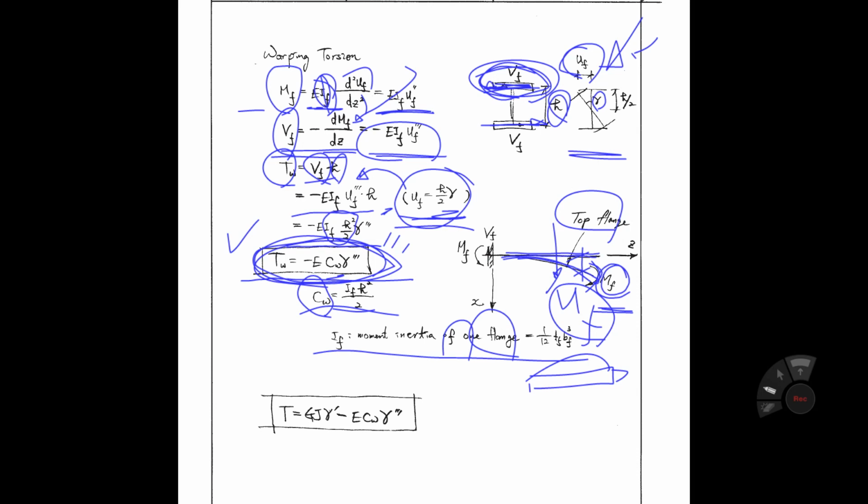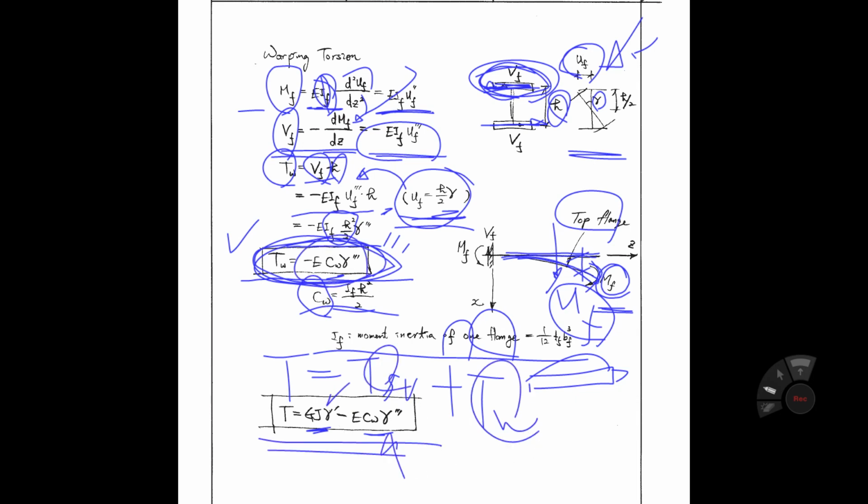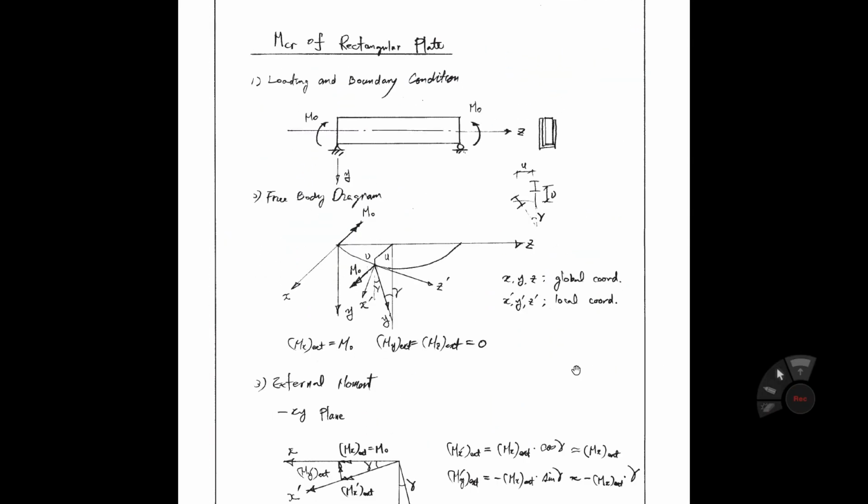So you have the previous Saint Venant torsion. That is Saint Venant torsion. That is warping torsion. So T equals T SV plus T warping torsion. SV is this one. Warping torsion is that one. So that torsion equation can be written like that. Let's go to the next page.